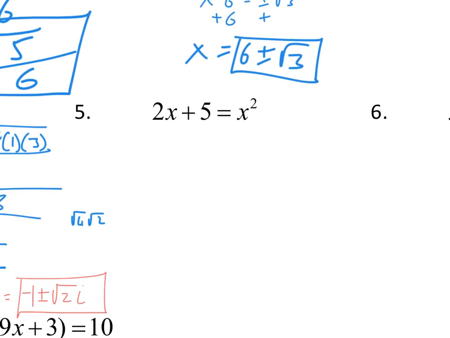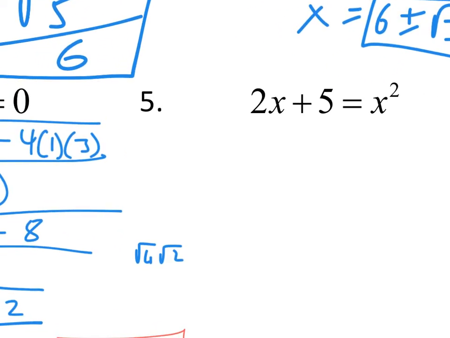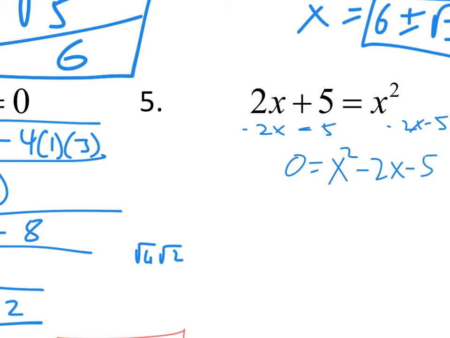All right. Cruising along. This has an x squared and an x term, so we're going to want to get it in standard form. So let's move everything over to the right side. Subtract 2x and subtract 5. And we get 0 equals x squared minus 2x minus 5. Can we factor that? I don't think so. There's not two numbers that add to -2 and multiply to -5. So let's go to the quadratic formula.